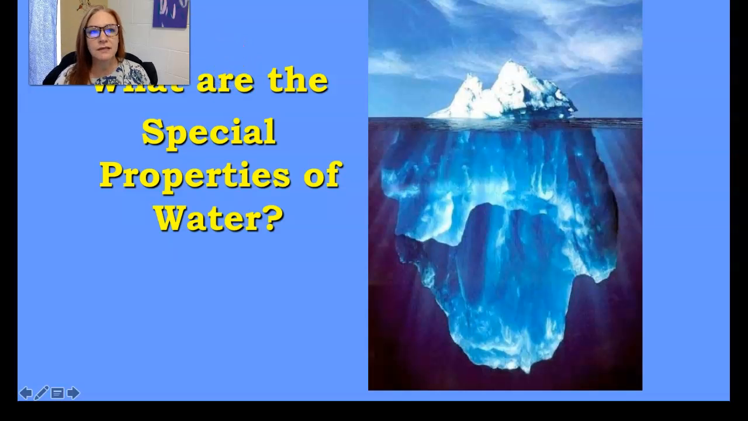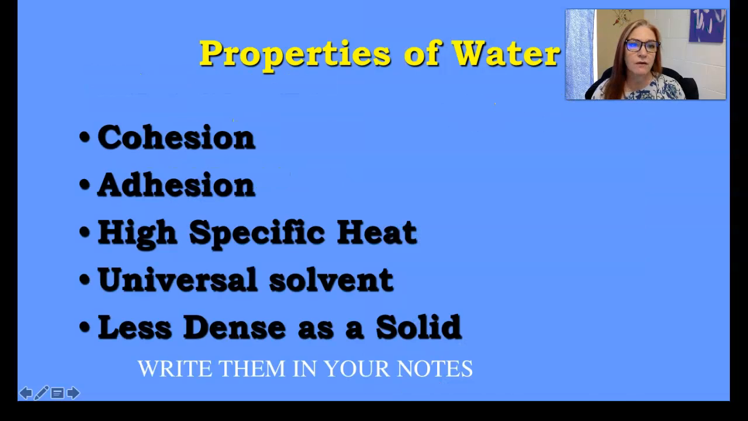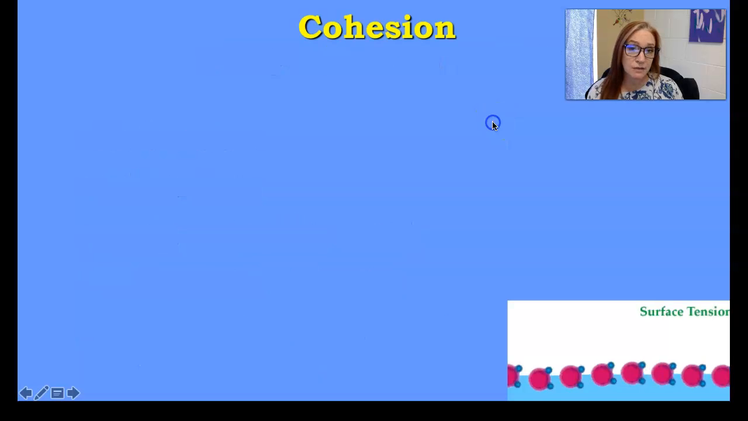So what are the special properties of water? Here we go. There are 5 of them. I'm going to go through each one individually, but you need to make sure that you know just the words of them. So write them down and then we'll go through them in more detail. Properties of water are cohesion, adhesion, high specific heat, universal solvent, and it is less dense as a solid. And all of those properties are the result of those hydrogen bonds and water's polarity as well.